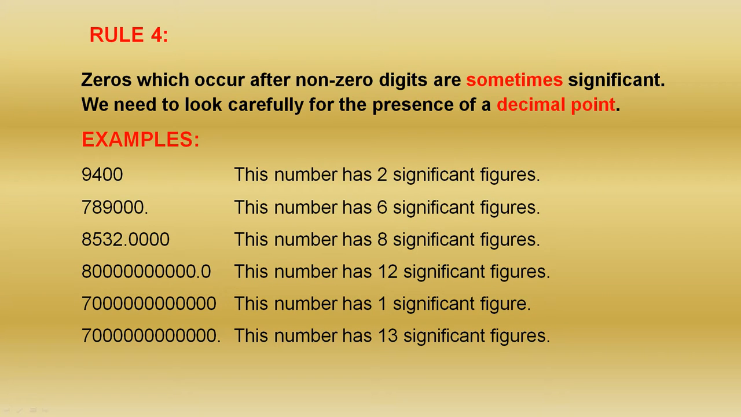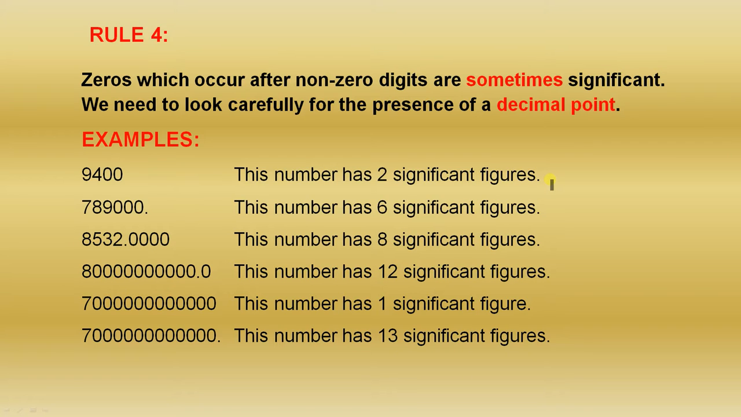This rule here is very, very tricky, but if we listen to it very carefully, it will be demystified. This is the one which confuses people, but the way I've set it up here, you will have no problem. Now let's have a look at it carefully. Zeros which occur after non-zero digits are sometimes significant. We need to look carefully for the presence of a decimal point.